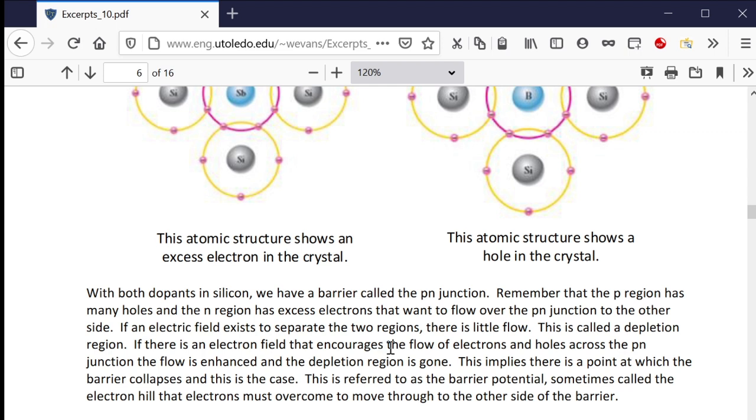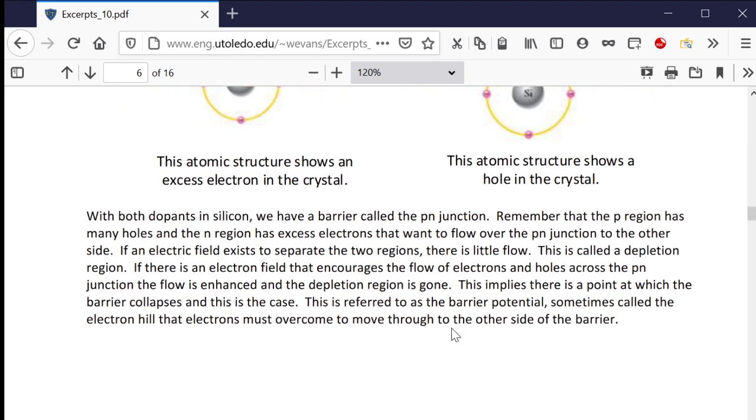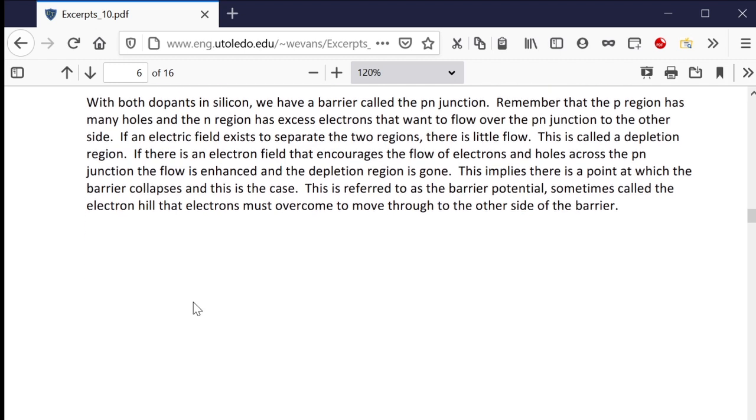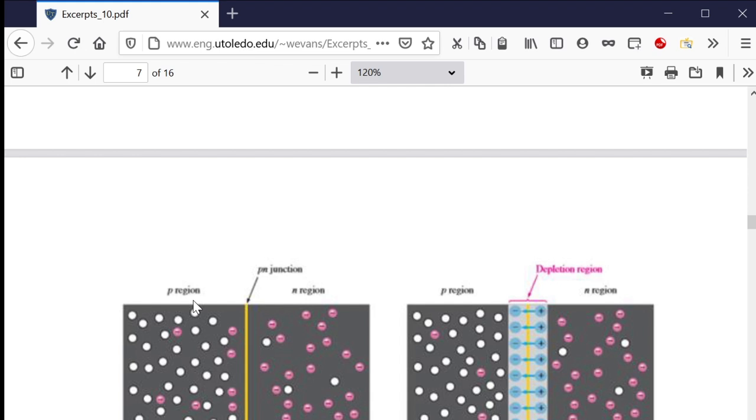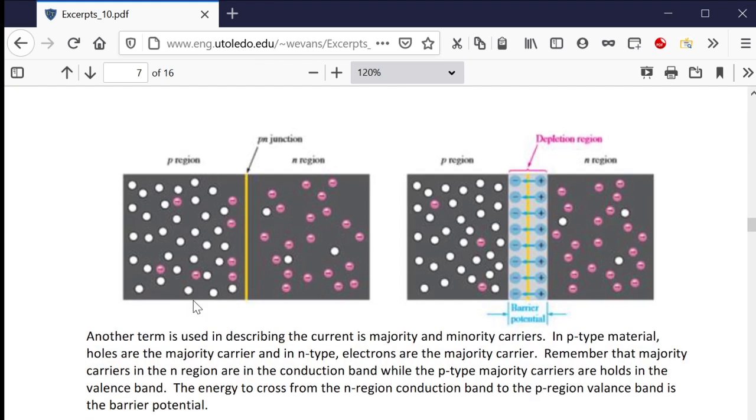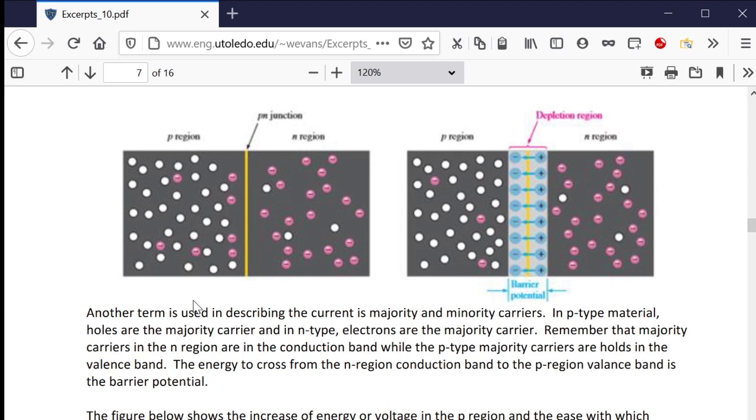This implies that there is a point at which the barrier collapses, and this is the case. This is referred to as the barrier potential, sometimes called the electron hill. Electrons must overcome it to move through to the other side of the barrier. So you can remember this term, the electron hill. These electrons have to climb an electron hill, and we'll talk about how much that is. That's a value that you can measure, and you actually can see it. When you saw that experiment, you actually saw how much that was. So we're going to talk about that in a minute.